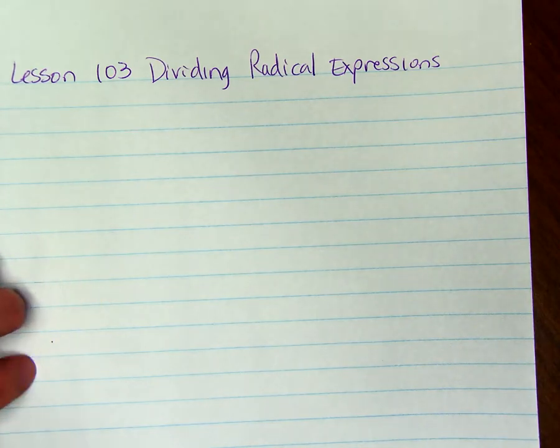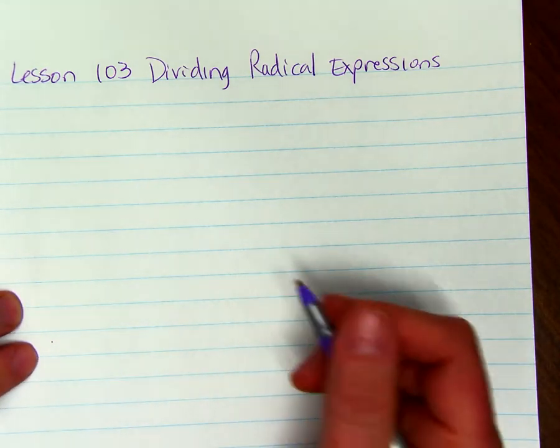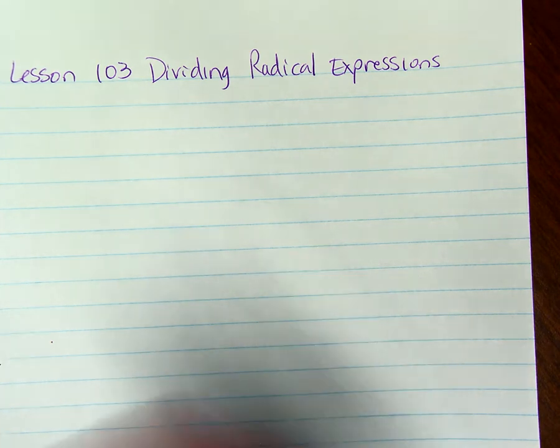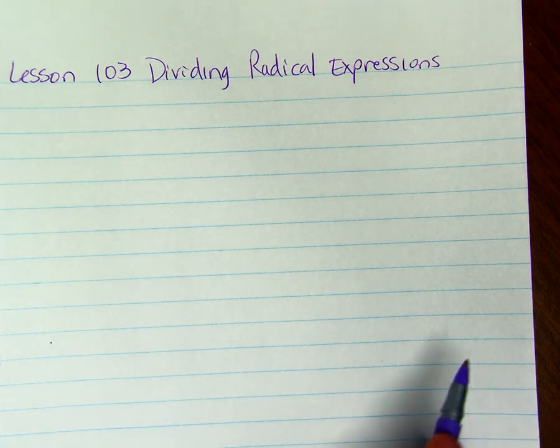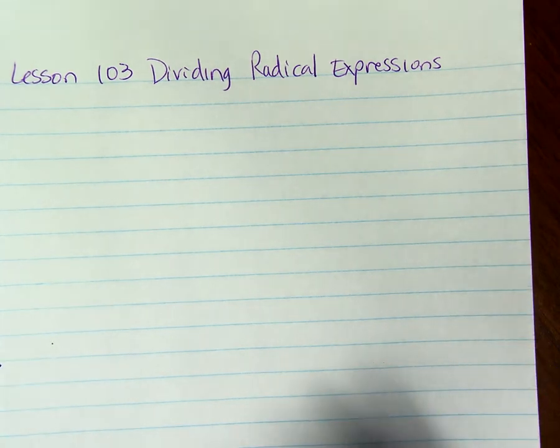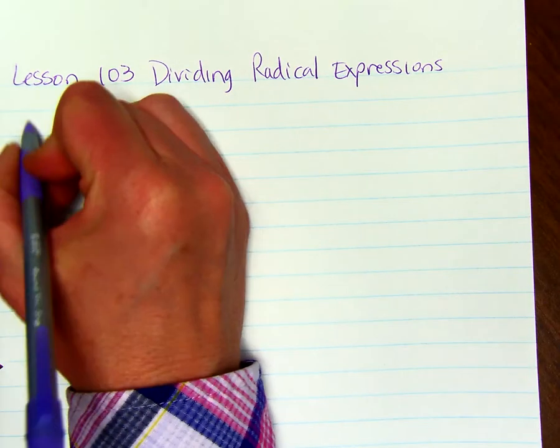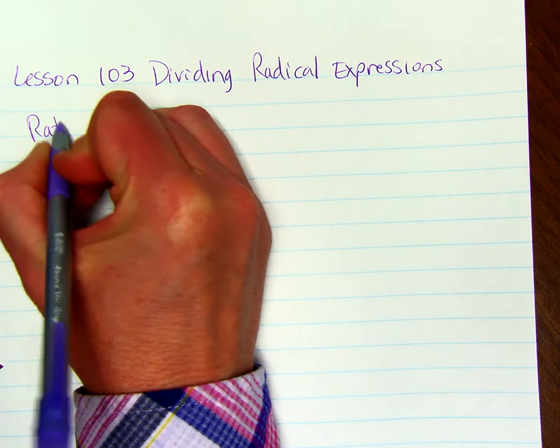Lesson 103, dividing radical expressions. Radical expressions in simplest form, you do not have a fraction for the radicand, and you can't have a radical in the denominator. So we're going to do what's called rationalize the denominator.